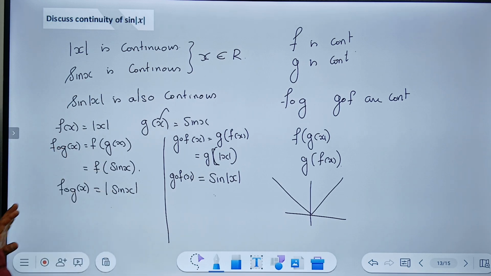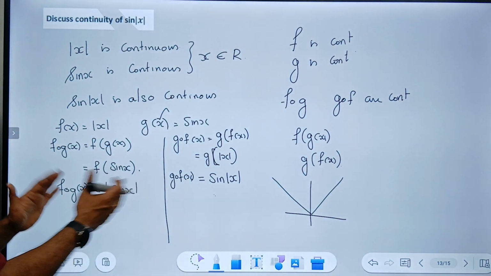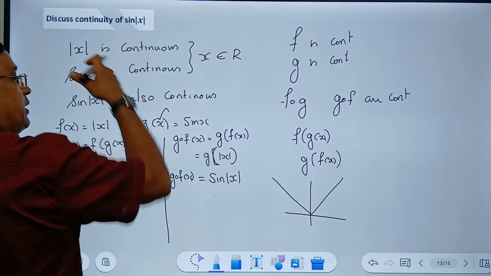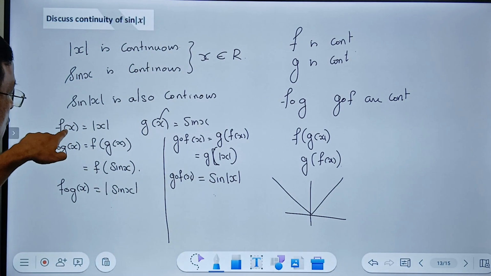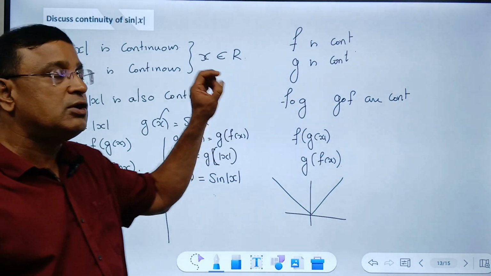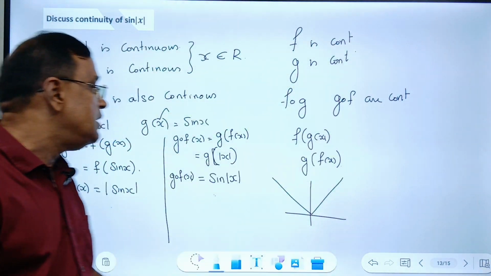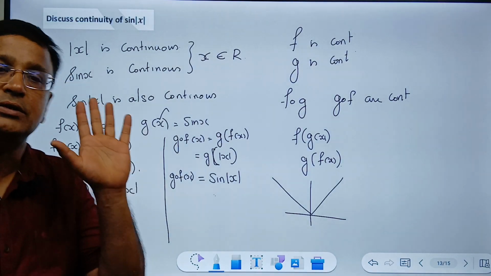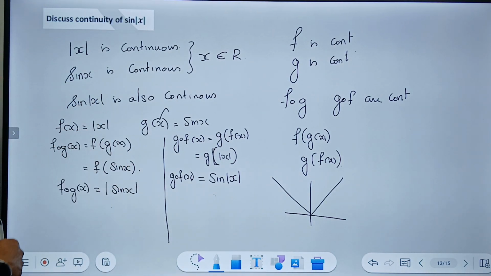In either case, both are continuous. You have done two problems simultaneously. Sin of mod x is continuous because modulus x is continuous and sin x is continuous. Composition of two continuous functions is continuous. Therefore, sin mod x is continuous. Very, very simple.